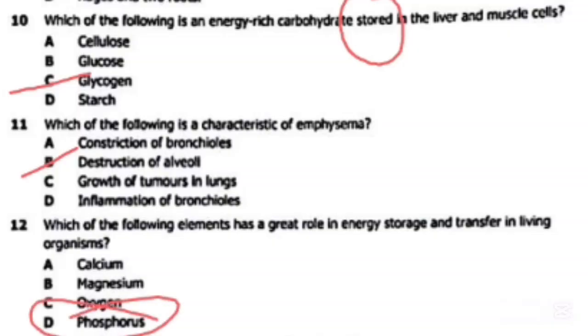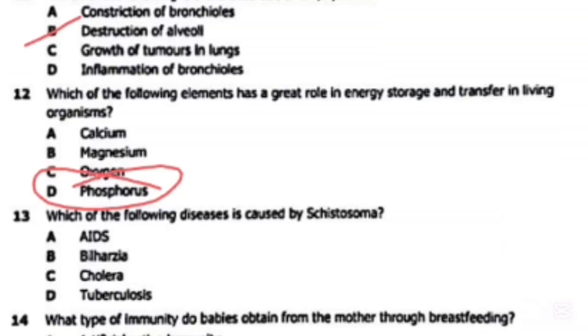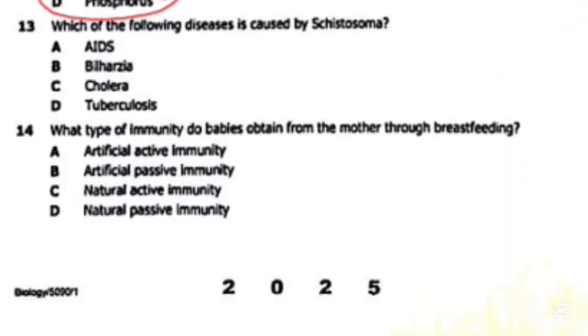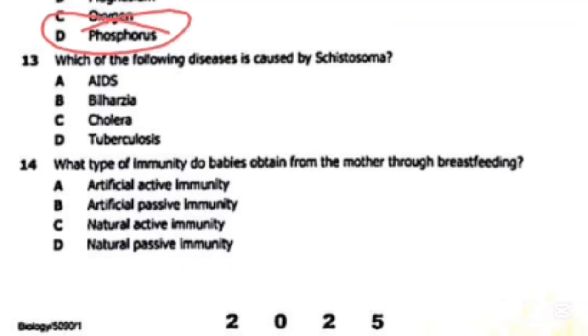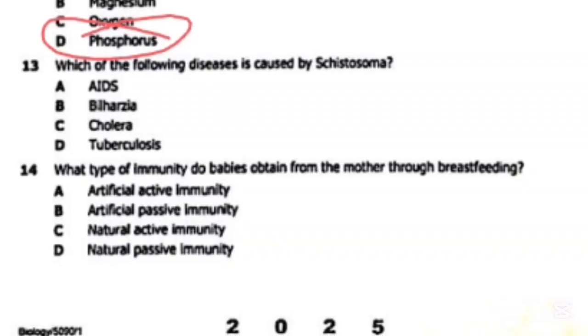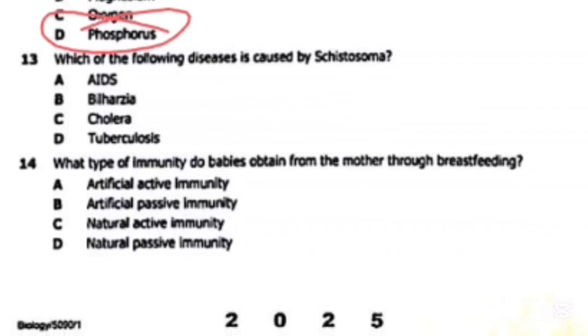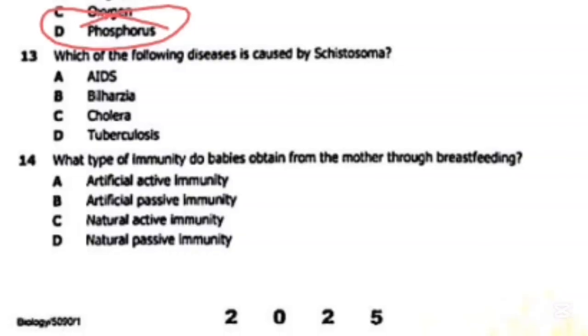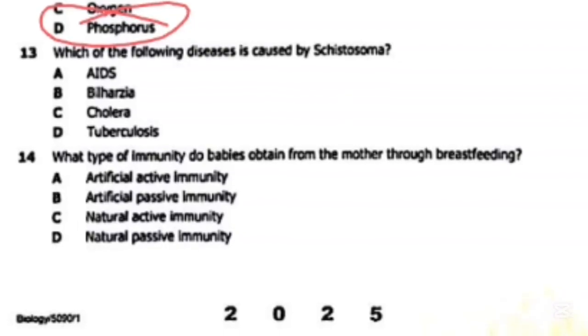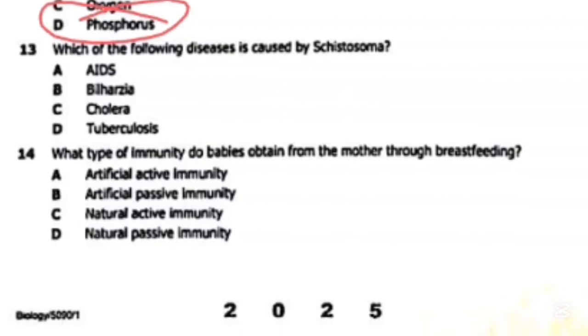Now, why are the other ones wrong? We said calcium is responsible in the formation of bone and mineralization. Magnesium is used as a cofactor in some enzymes. Then when we talk about oxygen, oxygen is responsible for energy production, not storage or transfer.